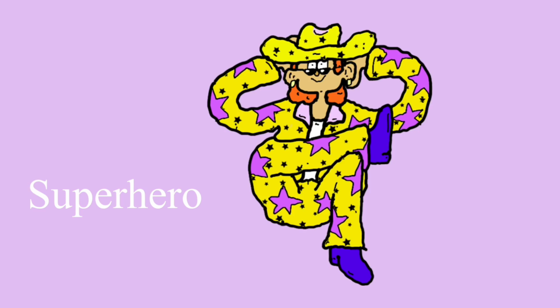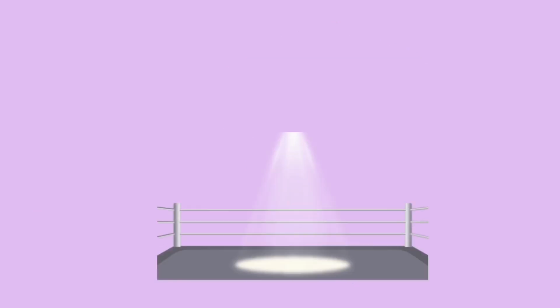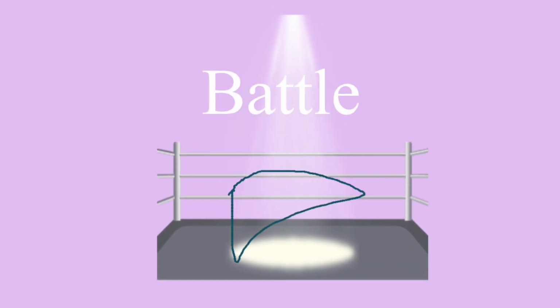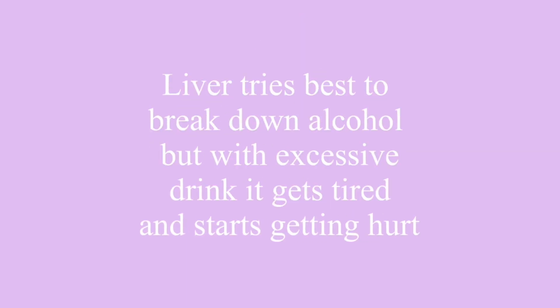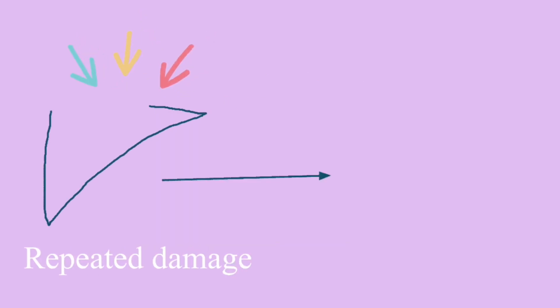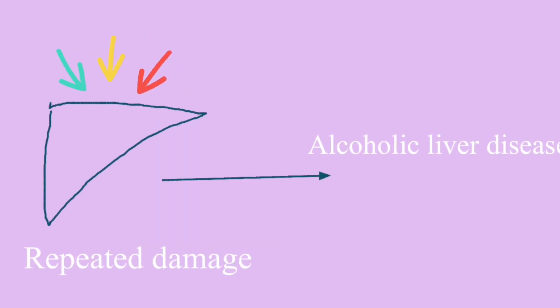Now, I will tell you an easy way to remember the causes of alcoholic liver disease. You just think of your liver as a superhero that protects your body from various toxins like alcohol. But when we drink too much alcohol, it's like sending the liver into battle again and again. The liver tries its best to break down the alcohol, but with excessive drinking, it gets tired and starts getting hurt. This repeated damage can lead to alcoholic liver disease.